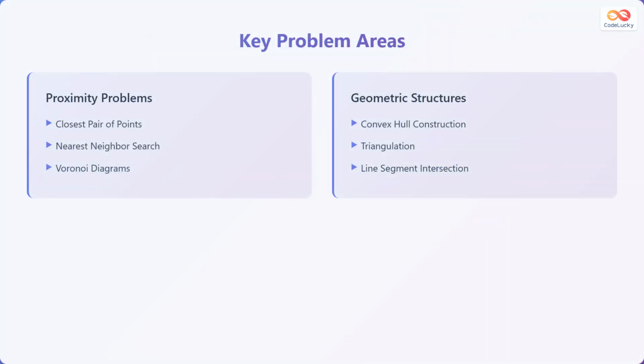Some of the key problem areas in computational geometry include proximity problems, which involve tasks like finding the closest pair of points, performing nearest neighbor searches, and constructing Voronoi diagrams. Another area involves geometric structures, such as convex hull construction, triangulation, and line segment intersection.